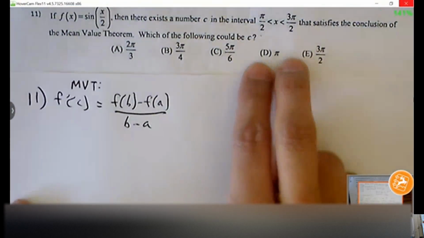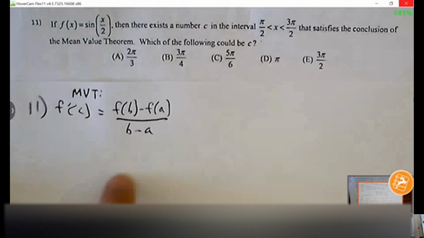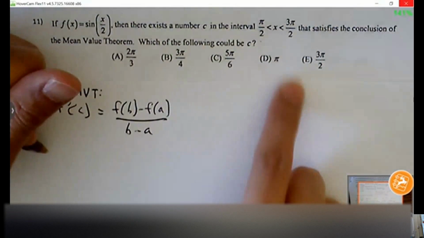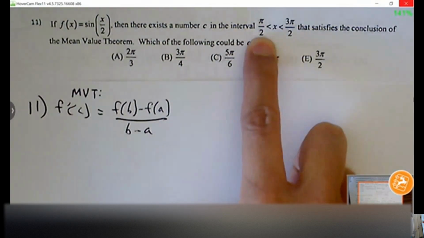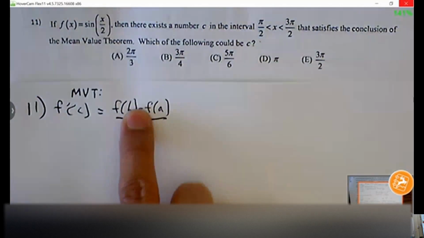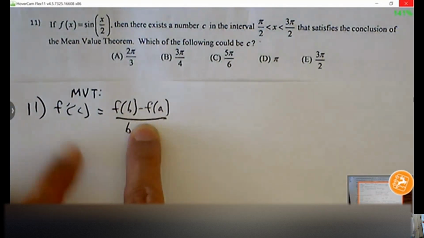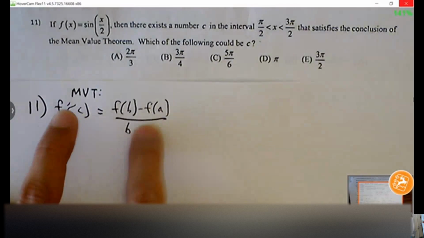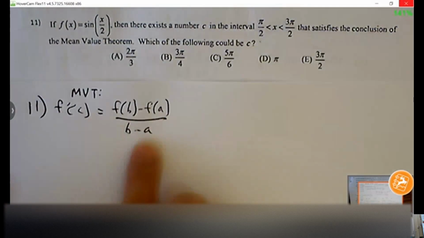So endpoints are always provided for you. So let's go ahead and find the slope between the endpoints. I'm going to find f of pi over 2, find f of 3 pi over 2, find out what the slope is. Then I can fill this with the slope value, and I can find the derivative, and I can set them equal to each other, and I can solve for x.